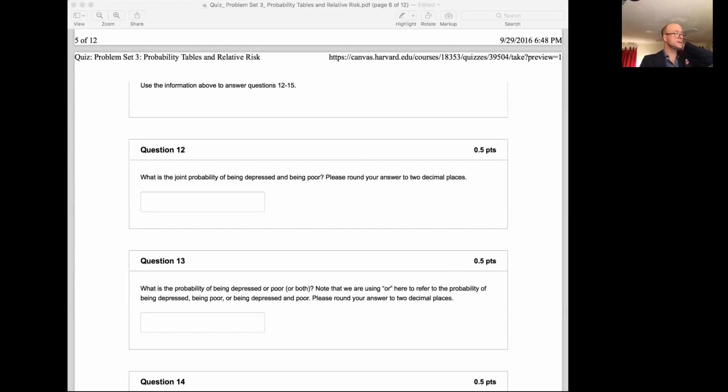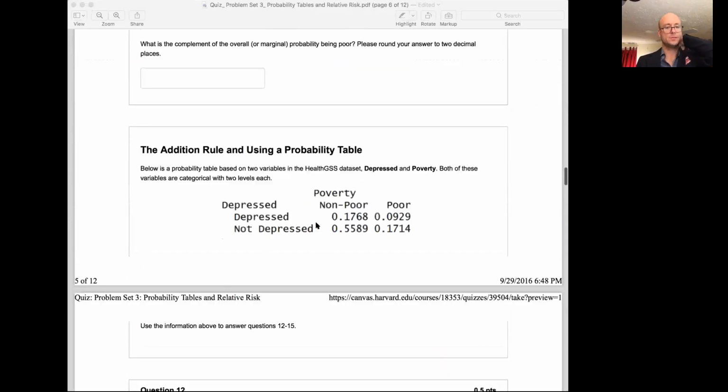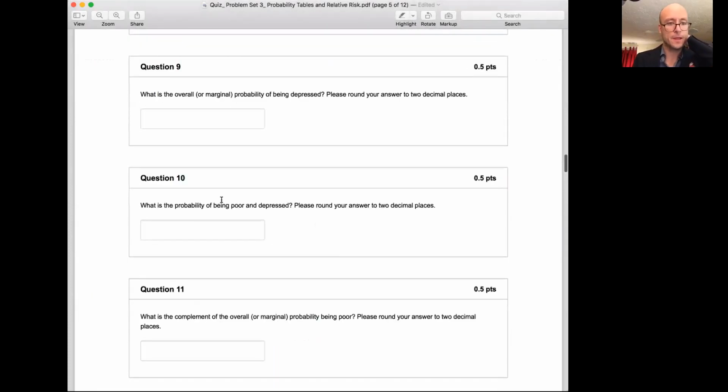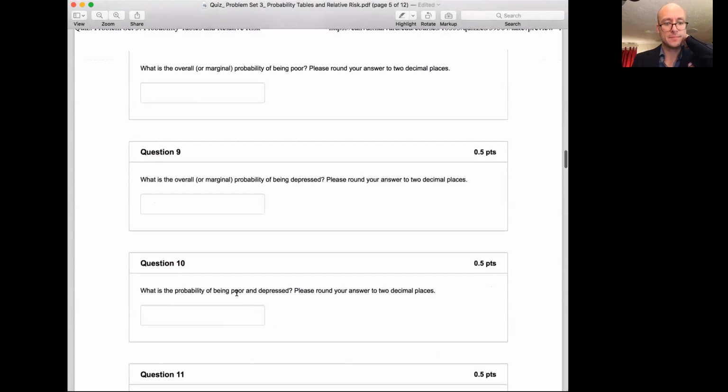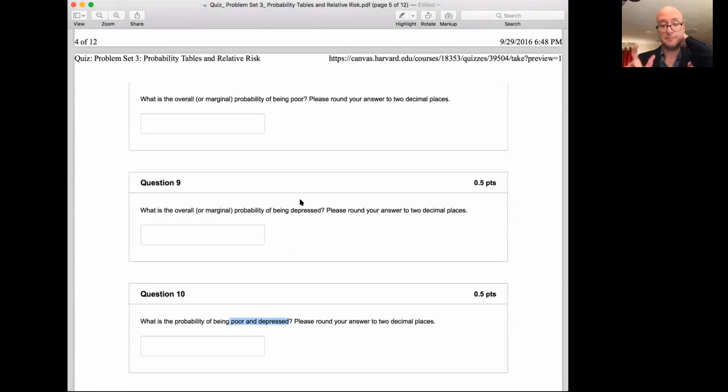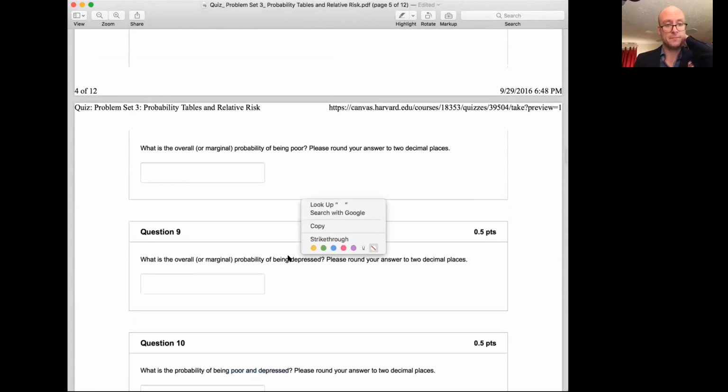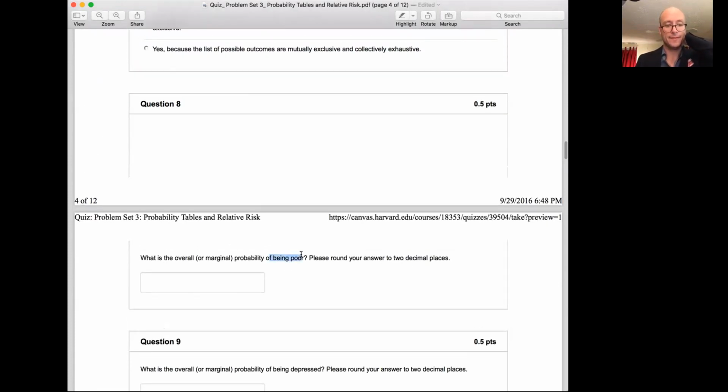So in this case, it would be... hold on for a second. I think we answered those questions earlier, right? We answered the probability of being depressed and poor. We got that here from question 10. So there we have the A and B. What is the probability of being depressed? We have that. That would be the probability of A. And then from question 8, we have the probability of being poor.